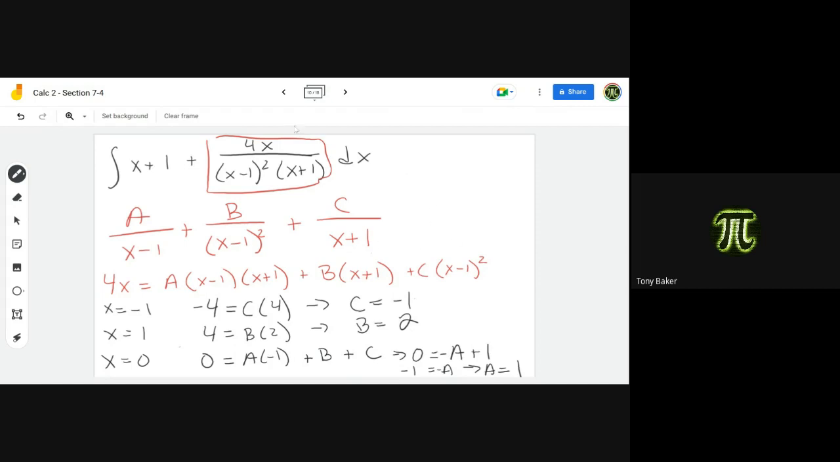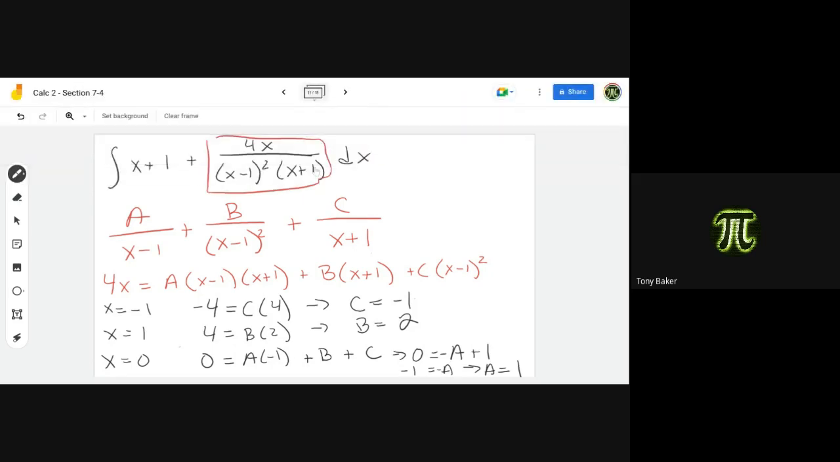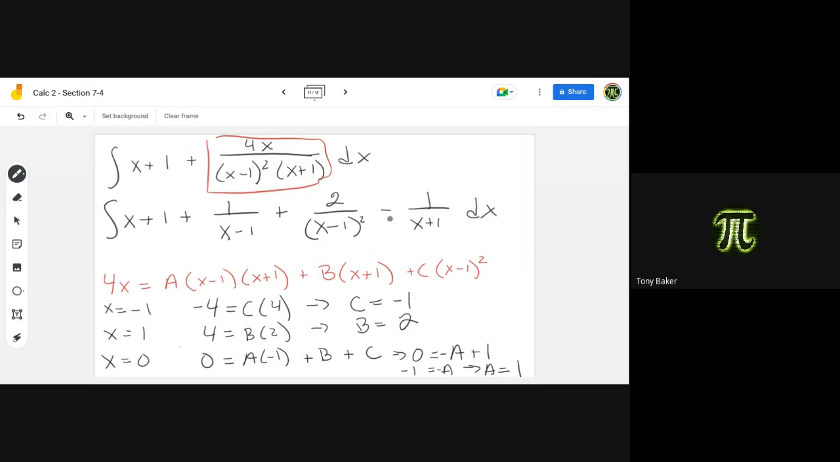All right, so now we have our integral. So we have the integral of x plus 1 plus 1 over x minus 1 plus 2 over x minus 1 squared minus 1 over x plus 1 dx.